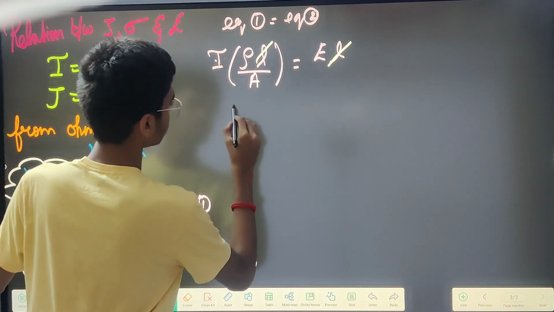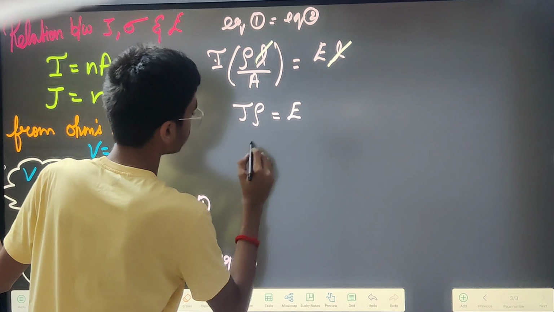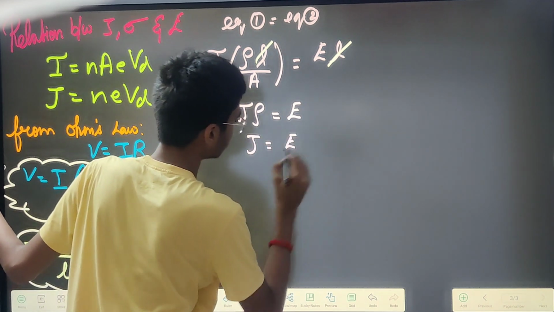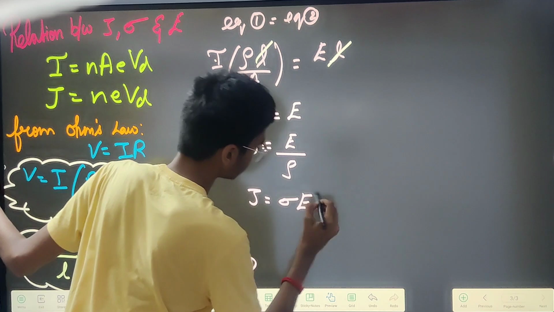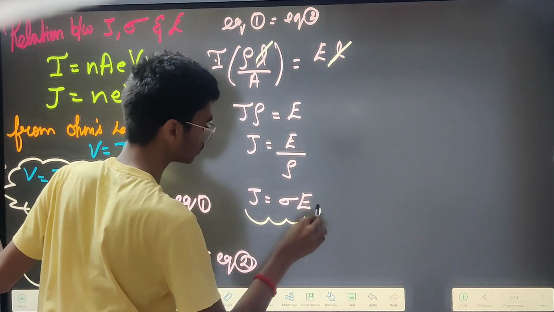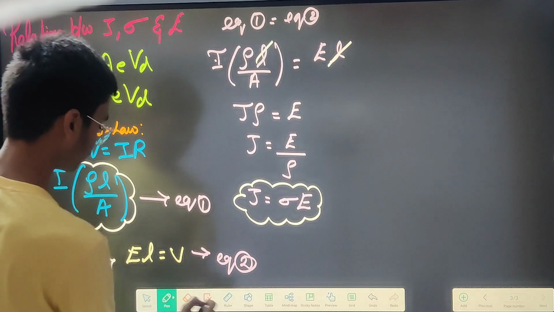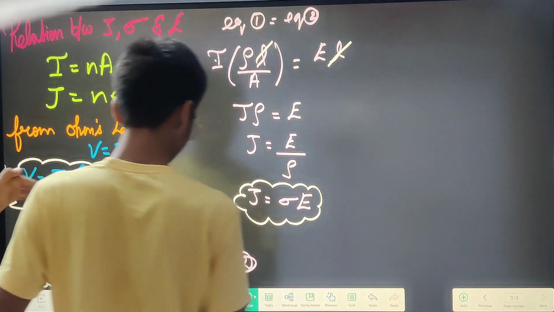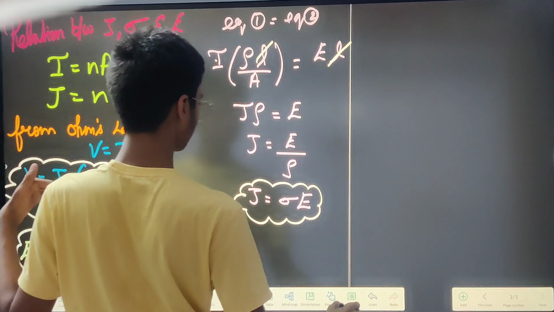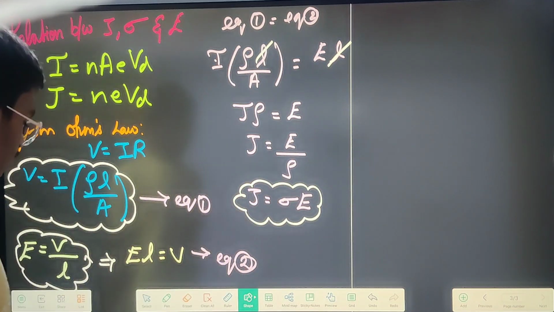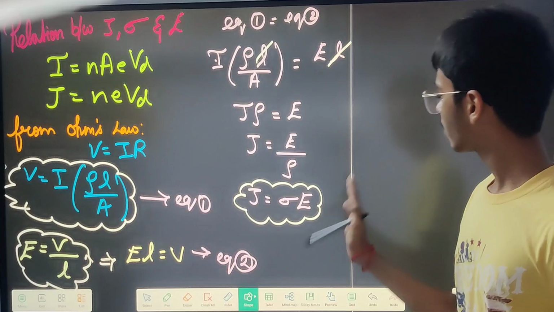So J rho is equal to E, where J is equal to E by rho. So J is equal to sigma E. J is equal to sigma E. So here J is equal to sigma E.